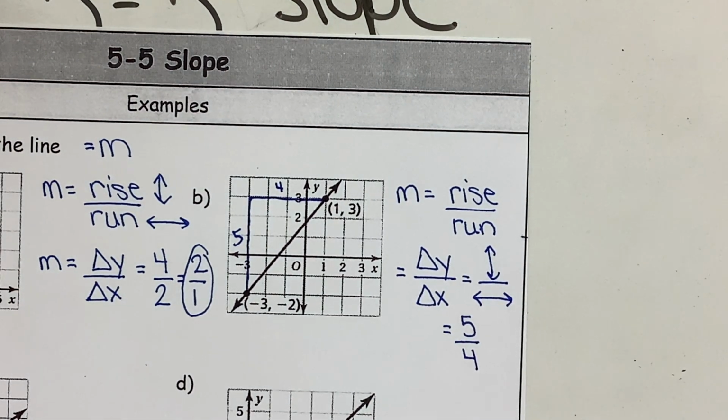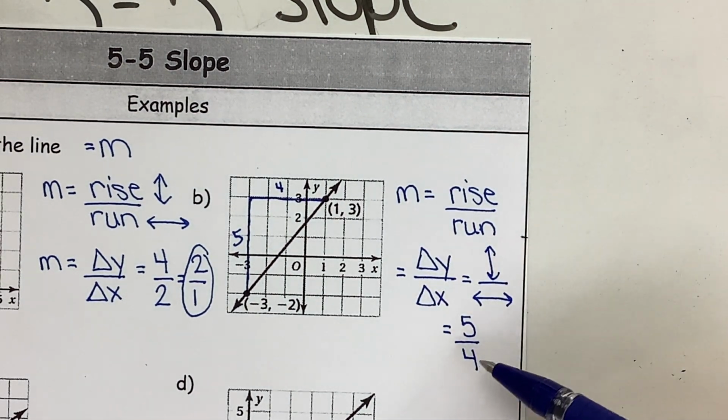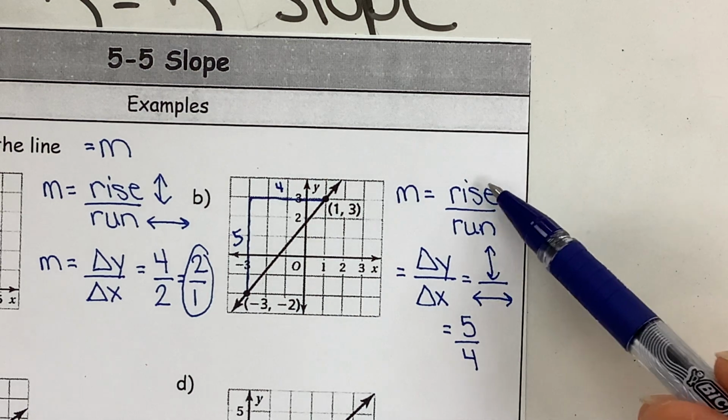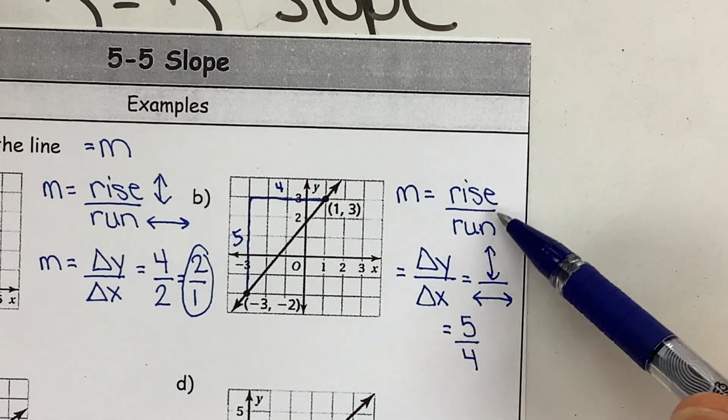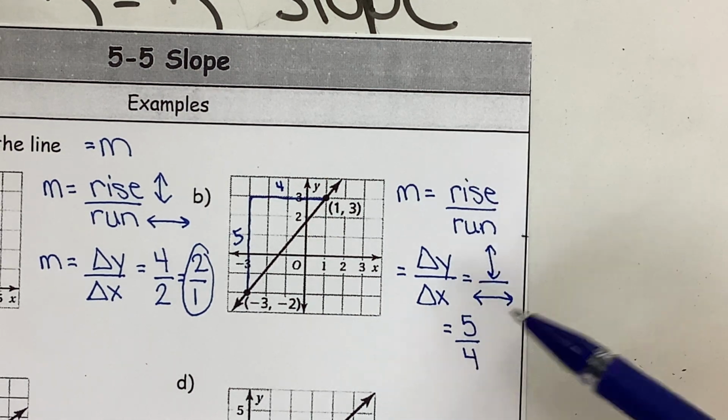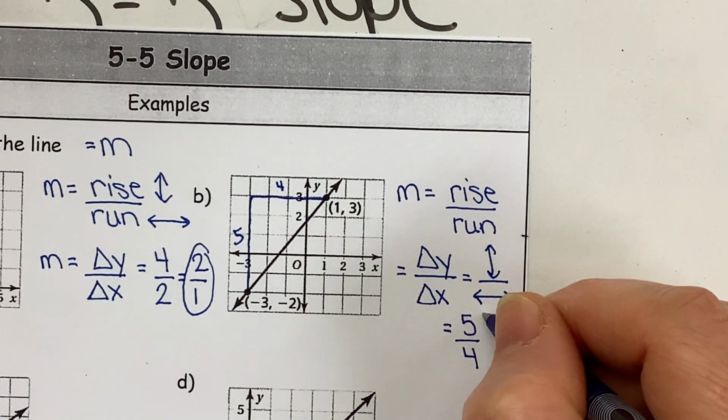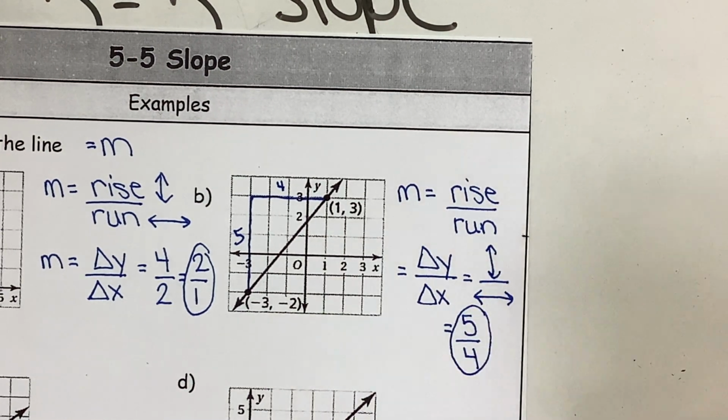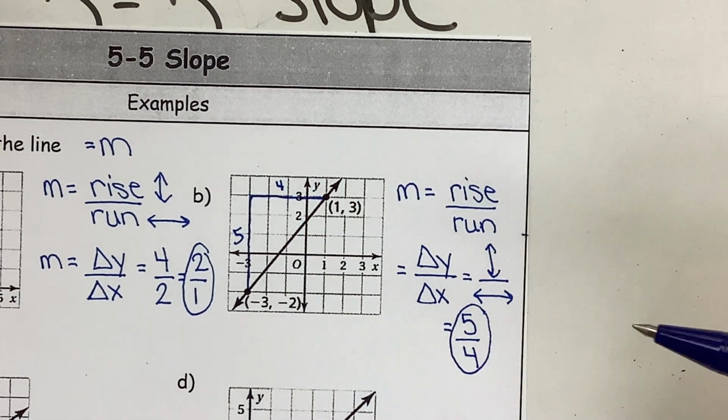And we're going to leave our slope as that because we always want to be able to say the rise is 5, the run is 4. So unlike other times when we would turn this improper fraction into a mixed number, we're just going to leave this one.